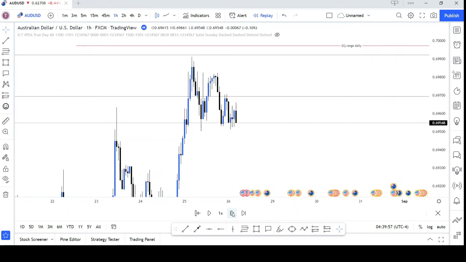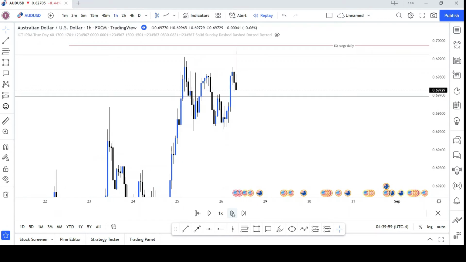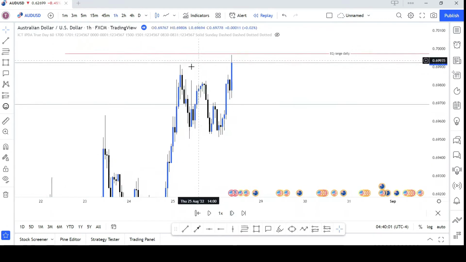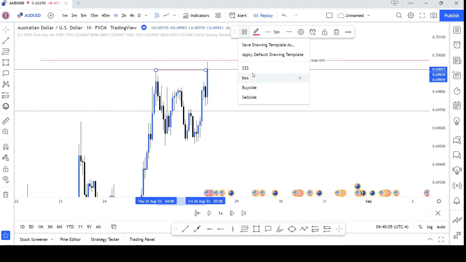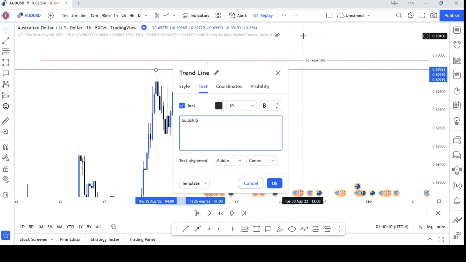Okay, we still didn't touch the EQ even though we came close to it. We still didn't touch it. I put it on the red line, called the EQ range daily, as you can see. Right now we're still bullish. If you want to take a bullish trade, you can do so right now. I recommend the New York session for such trades.